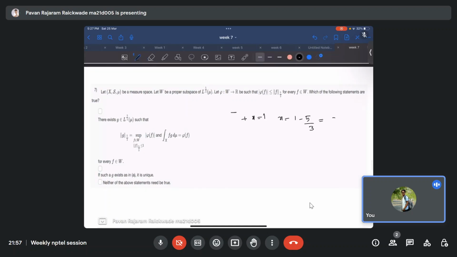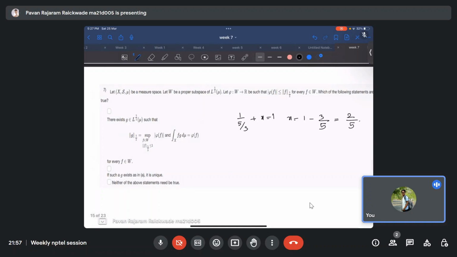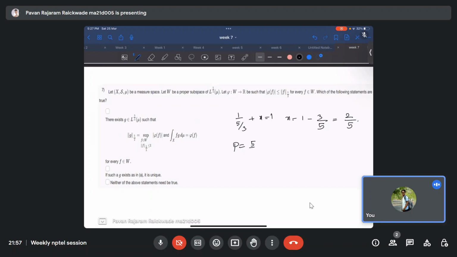Oh, wait, this is not decided. This is 1/p, so 1/p is 3/5. So this is 1 minus 3/5, which is 2/5. So if p is 5/3, q has to be 5/2. These are the conjugate exponents. So what is L^p here? My p is 5/3, q will be 5/2.